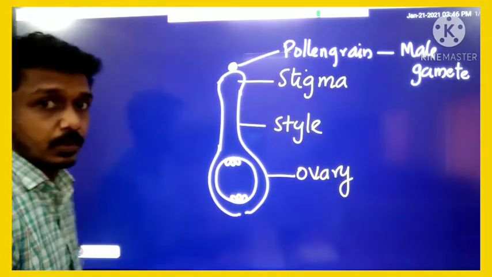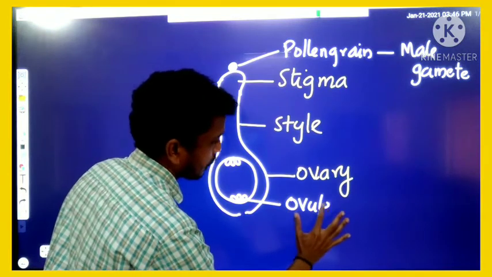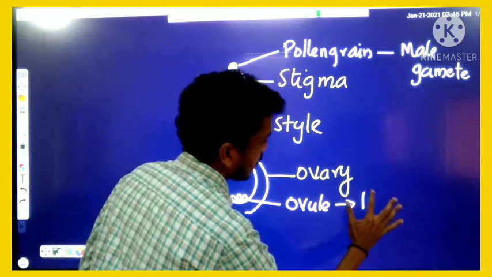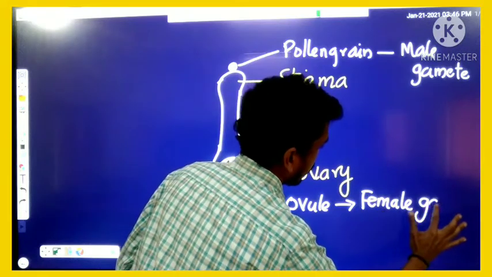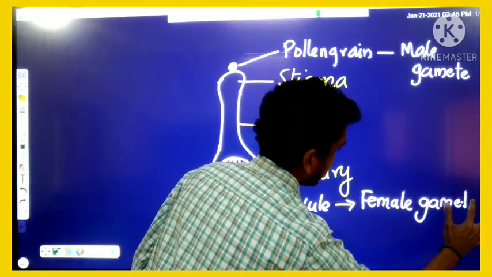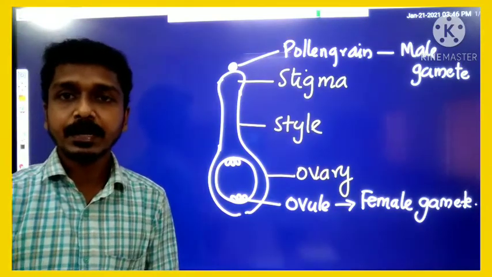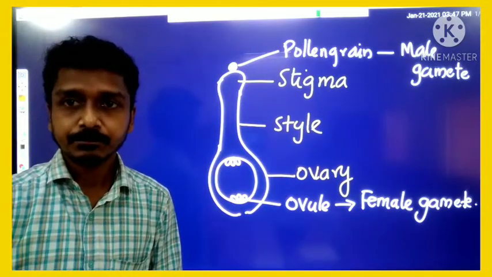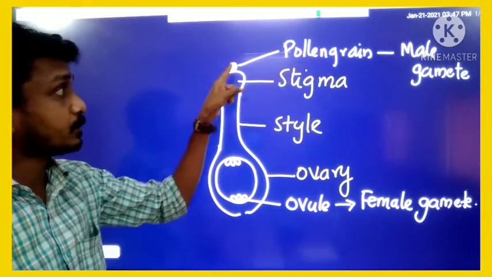And inside the ovary, the ovule is present. Ovule or egg contains the female gamete. Then after pollination, the pollen grain reaches the stigma.